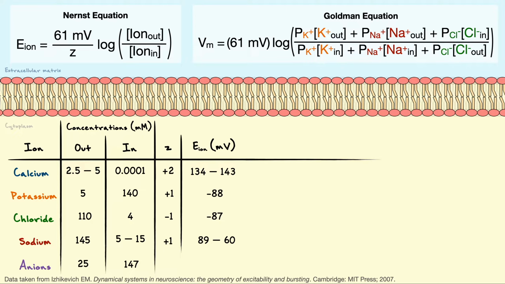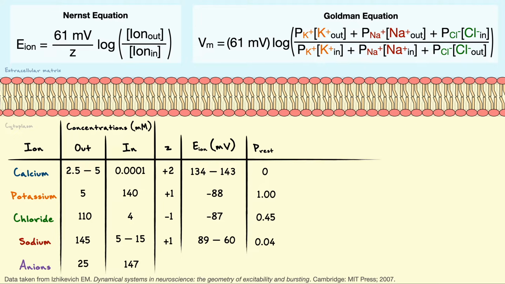From experimental data, scientists have established that the permeability ratios for each ion at rest are the following. Potassium is valued at 1 because it is the reference the scientists took to arrive at the other values. You will notice that calcium is at 0, and that is just because it doesn't really affect the membrane potential at rest, so it is usually neglected from the Goldman equation.